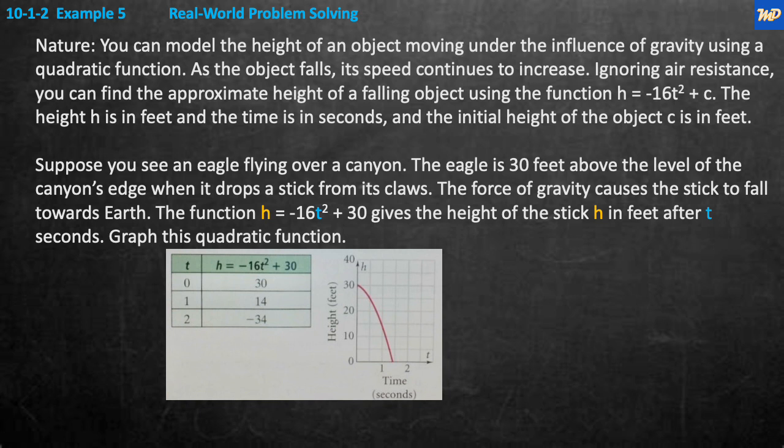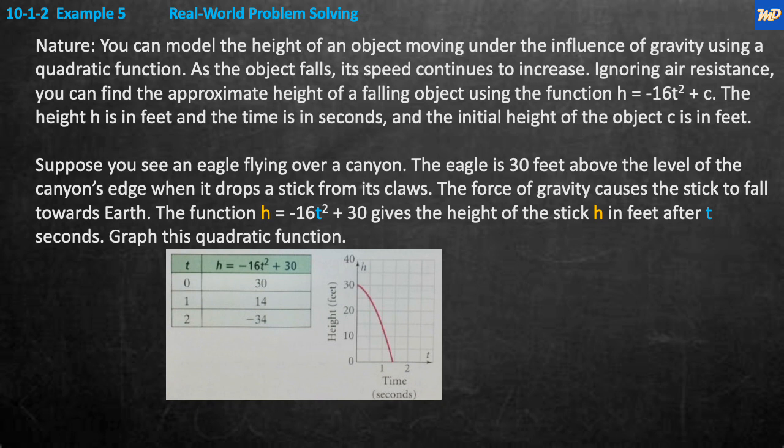Okay. As an object falls, its speed continues to increase, ignoring air resistance. The reason why is air resistance would cause it to slow down. And the bigger the object, the more air, the slower it would tend to want to make it, right? Relative to its weight, by the way. Anyways, you can find the approximate height of a falling object using the function h equals negative 16t squared plus c. Okay, negative 16 is what we use for gravity.